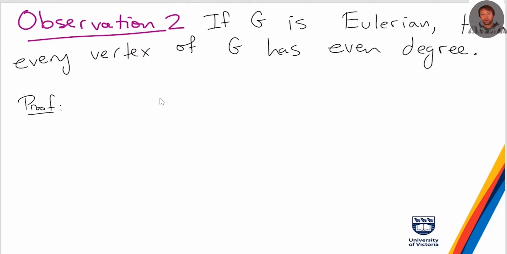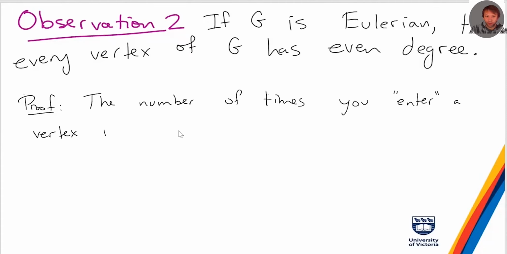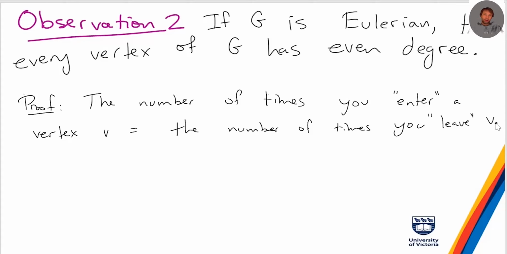Basically the idea here is the number of times you enter a vertex V is equal to the number of times you leave V. Then the number of edges where you come into V has to equal the number of edges where you go out of V. And so therefore the number of edges incident to V must be even. Note, this also applies to the first vertex you start with, because we have this restriction that the place where you end is equal to the place where you start.